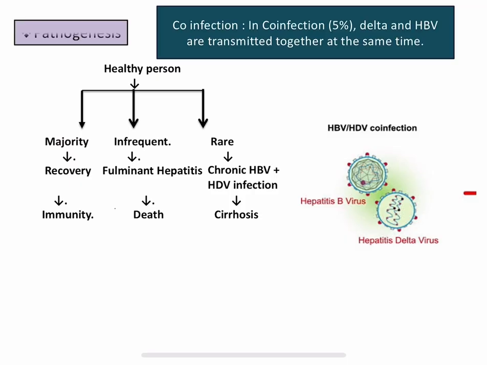Moving further to the pathogenesis. The pathogenesis include the co-infection and superinfection. What do you mean by co-infection? Co-infection occurs in 5% of the cases where delta antigen, that is HDV, and the hepatitis B virus are transmitted together at the same time in a healthy individual. What you have to remember in co is same time. Co-infection occurs at the same time. HBV and HDV occurring at the same time in a healthy person.